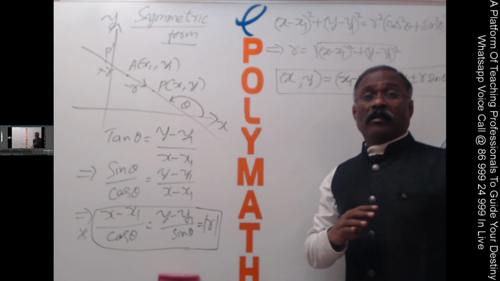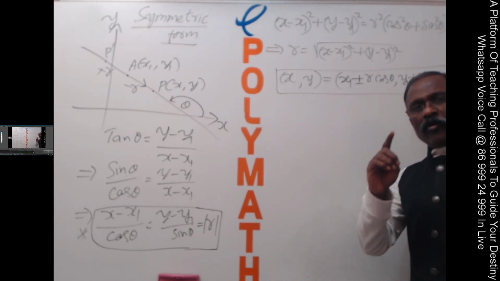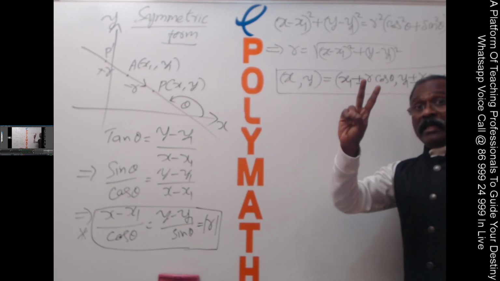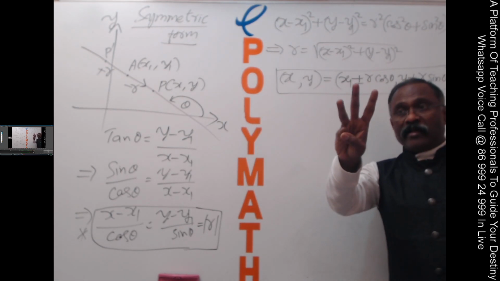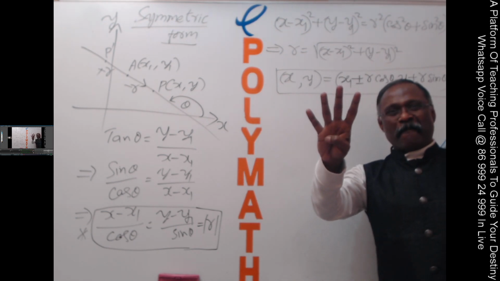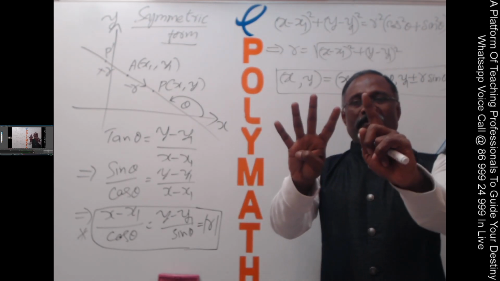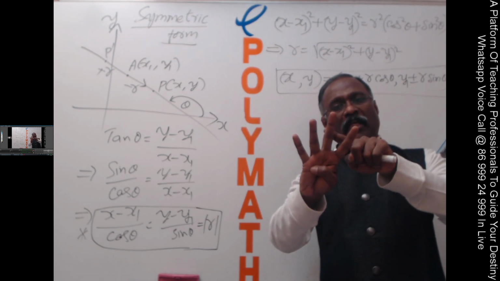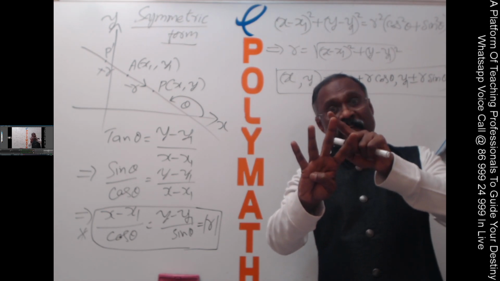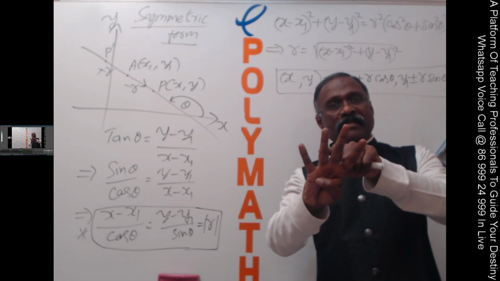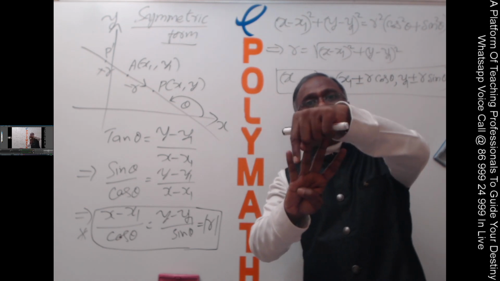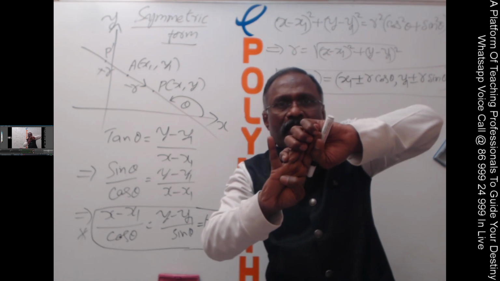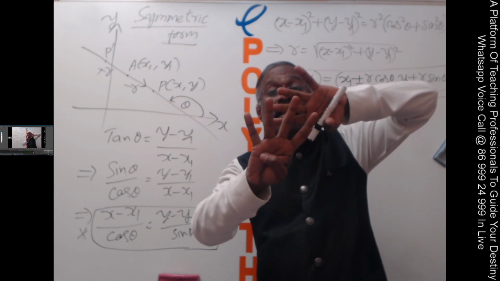So how many items are there? Four items in the formula. xy is 1, x1, y1 is 2, r is 3, and theta is 4. Are you with me? xy, a particular point, represents a general point on the line. x1, y1 is a fixed point, r is the distance, and theta is the inclination. In these four items, any three will be given.